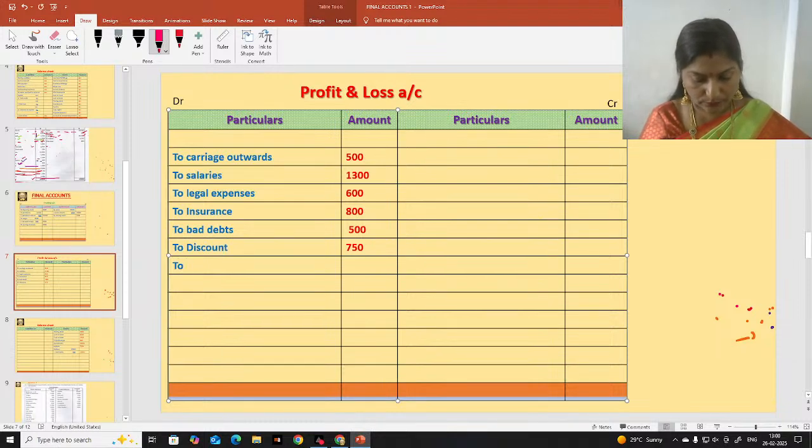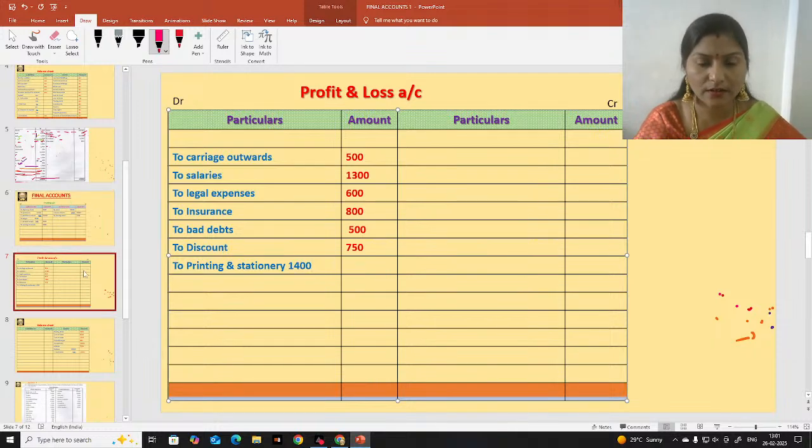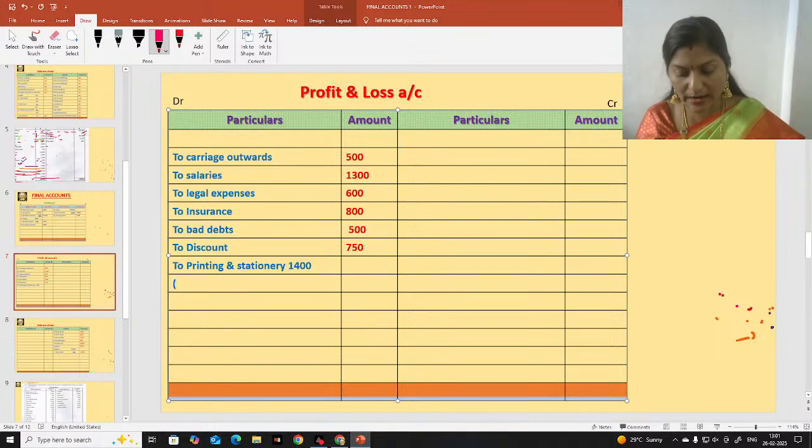To printing and stationery 1400, and under that we are going to record the adjustment. What is adjustment here? That is outstanding stationery. Outstanding always should be added, students. So I am adding outstanding.